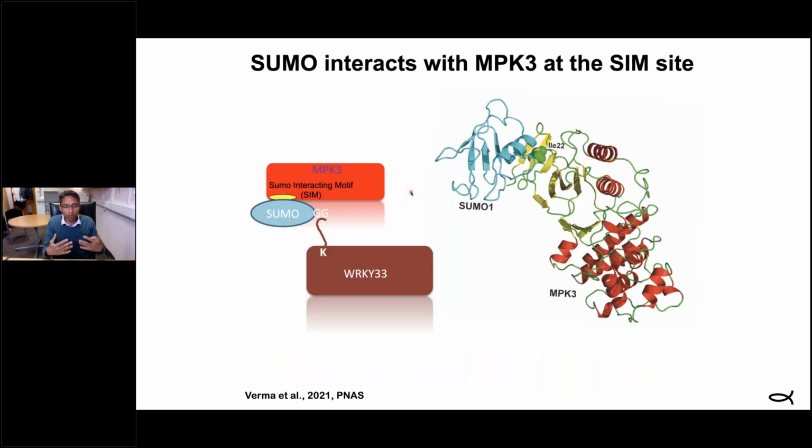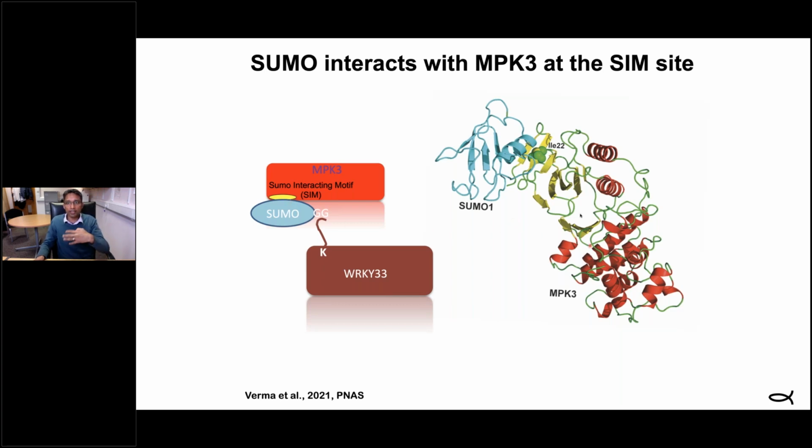What we found is that this is mediated by SUMOylated WORKY33 interacting with MPK3 through the SUMO interacting motif in MPK3. That's what this slide is showing here. So it's a new dimension of signaling whereby SUMOylated proteins are able to selectively interact with MPKs or different proteins which have a SUMO interacting motif. SUMO conjugation, or SUMOylation, is a covalent interaction, an isopeptide bond, while the interaction between SUMO and the SUMO interacting motif is hydrogen bonding. So that's a non-covalent, very flexible interaction.